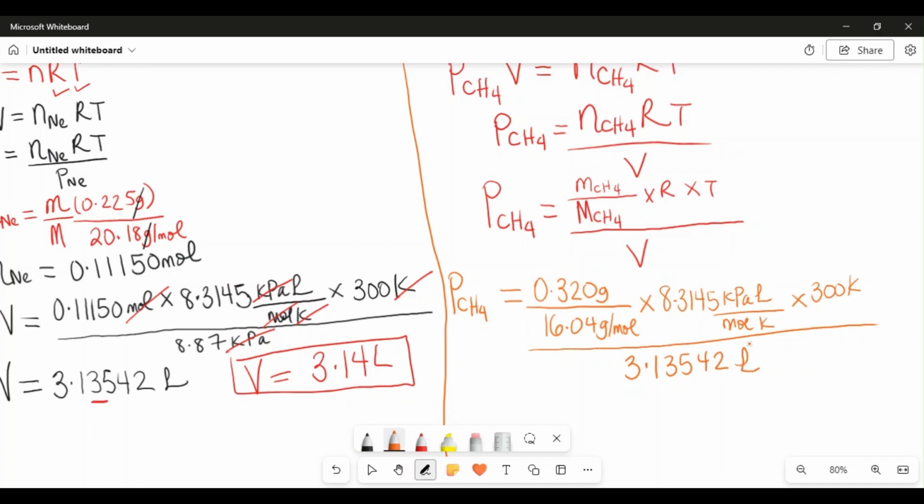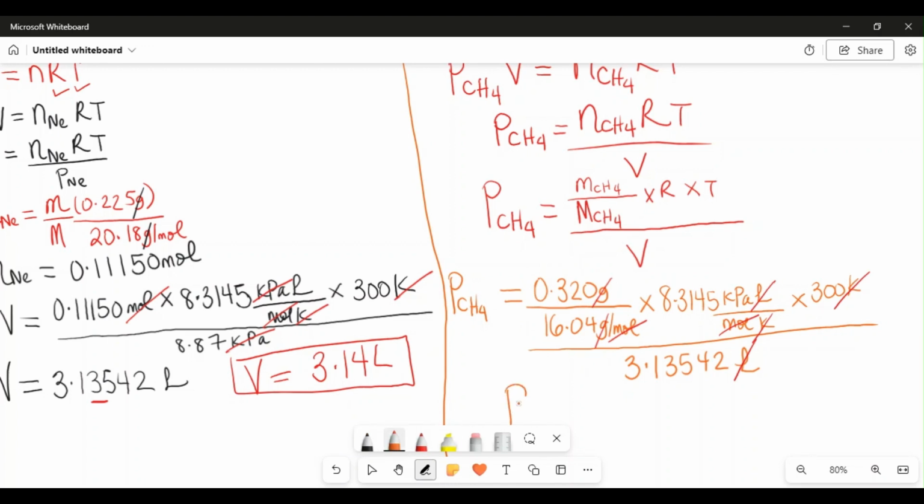You can only give the estimate of something after you've done all the calculation, if that makes any sense. So we cancel our grams, we cancel out the liters, we cancel out the Kelvin, and we cancel out the mole, because we're trying to find pressure. So our answer has to be in kilopascal.